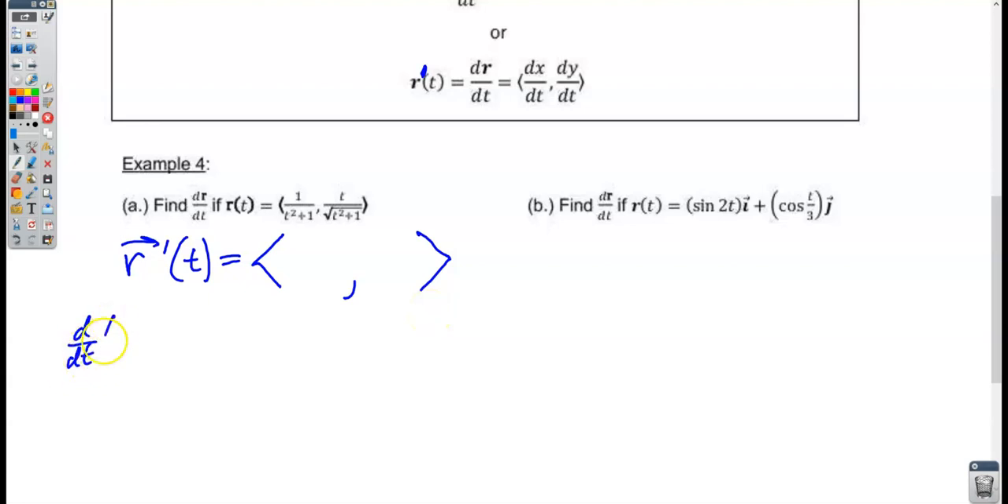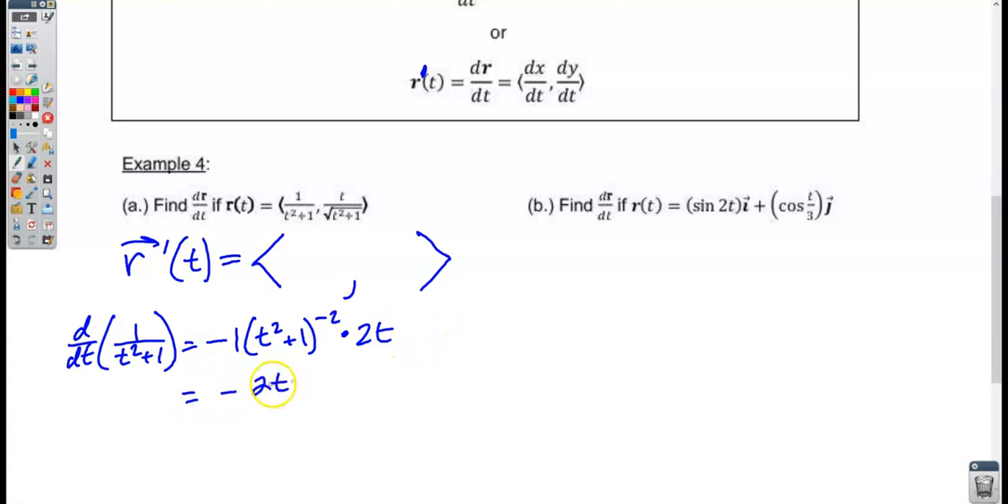So I'm going to start by taking the derivative with respect to t of 1 over t squared plus 1. Okay, and that's going to be t squared plus 1 to the negative 1. So it's going to be negative 1 times t squared plus 1 to the negative 2 times the derivative of the inside, which is 2t. And so that all simplifies to negative 2t over the quantity t squared plus 1 quantity squared. So that's going to be my first component of my vector.